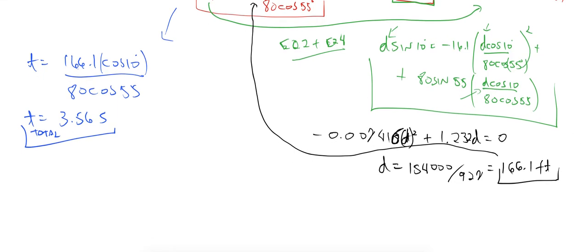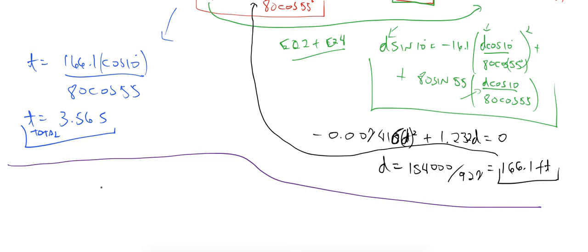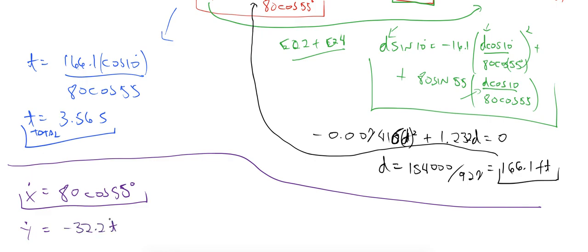So if you remember, let me pick a different color now, because I want to make sure that you guys are able to follow what I'm doing. The velocity equations that we ended up getting were 80 cosine of 55, which means that regardless of time, we always have this velocity in the x direction, and the other one was negative 32.2 t plus 80 sine of 55. Okay, so that is related to time.